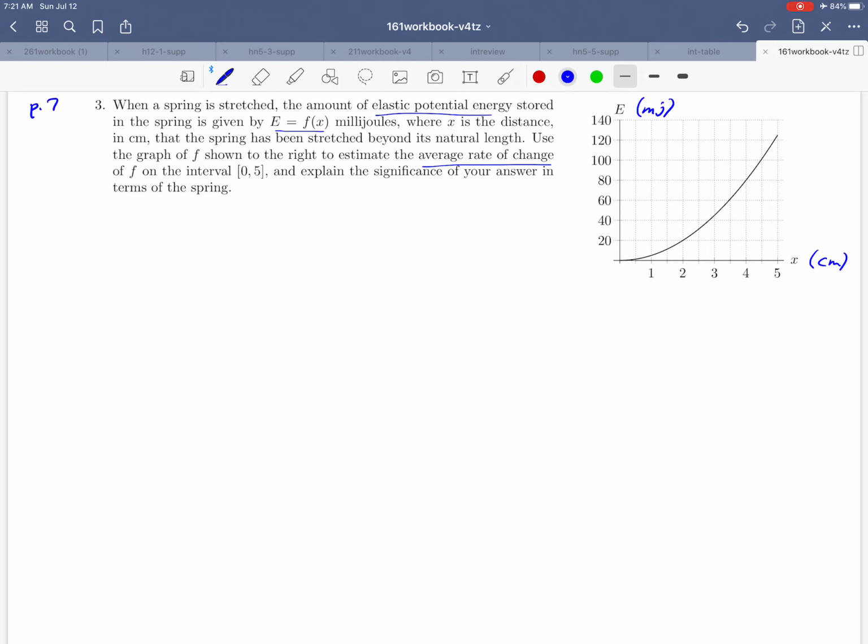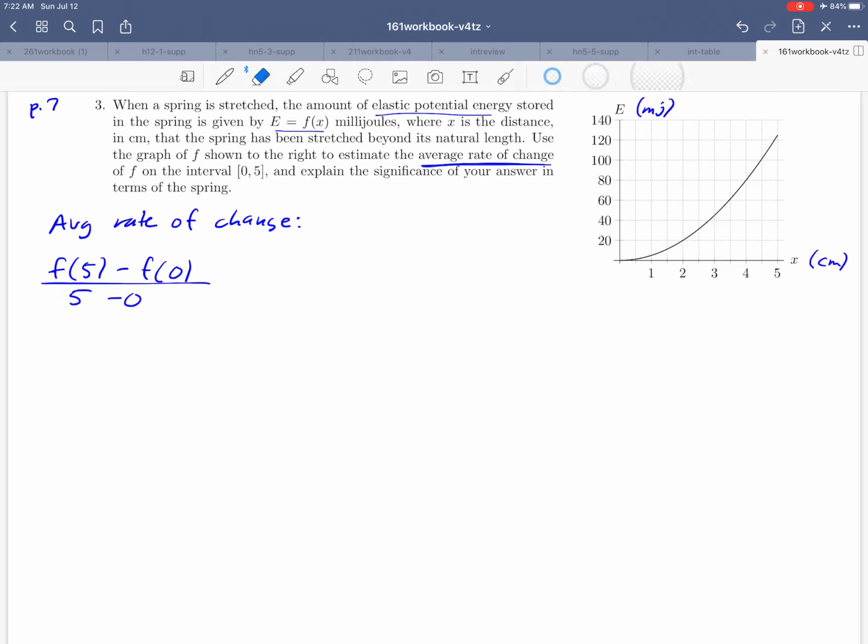Well, what would we do to calculate this average rate of change? Well, we have a formula for that. It's basically measuring the amount of energy change over the amount of length change in this case. So the average rate of change is just going to be f of 5 minus f of 0 over 5 minus 0. It's like calculating a slope.